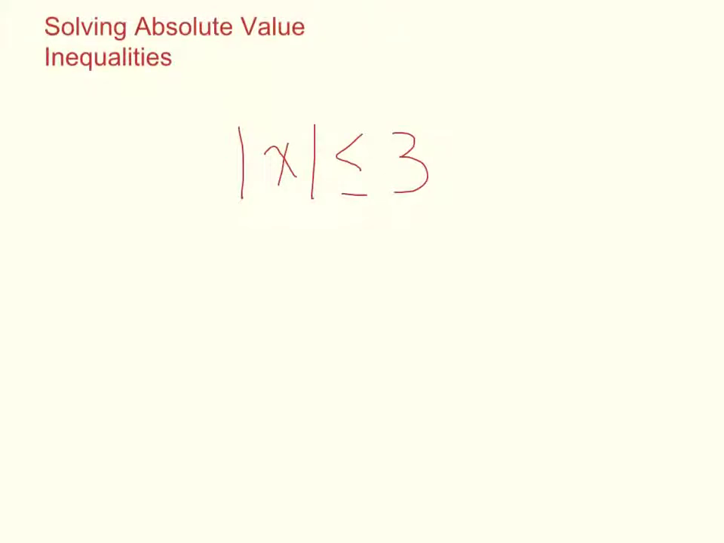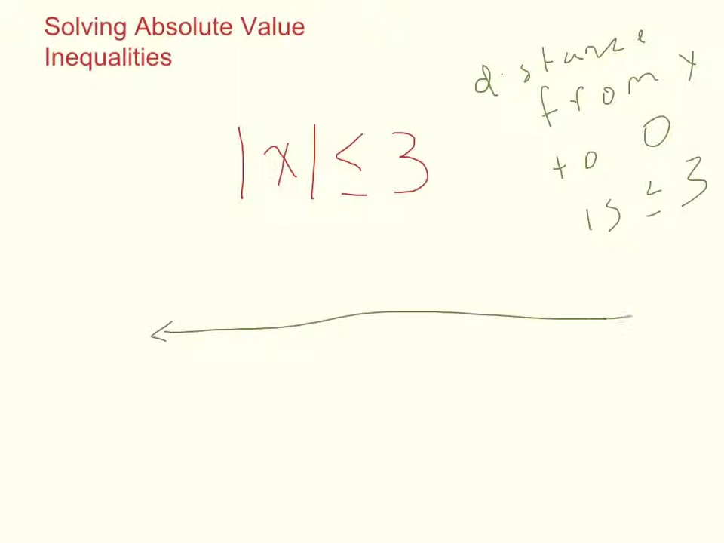In this video, we're going to take a look at solving absolute value inequalities. So let's say we have the absolute value of x is less than or equal to 3. Well, again, going back to that common theme of distance, this is saying that the distance from x to 0 is less than or equal to 3, which is really easily seen if we think about it on a number line.